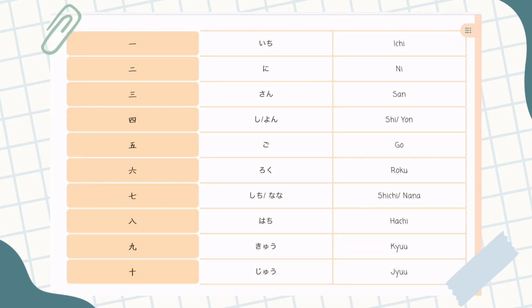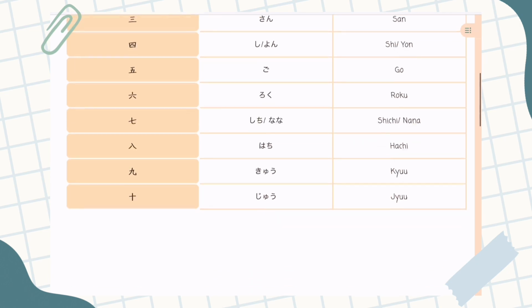Okay, let's go over these one more time, but backwards. So, ju is 10, q is 9, hachi is 8, shichi/nana is 7, roku is 6, go is 5, shi/yon is 4, san is 3, ni is 2, ichi is 1. What you might occasionally hear is ichi sounding kind of more like ich. Like you just hear that occasionally. Pronunciation.